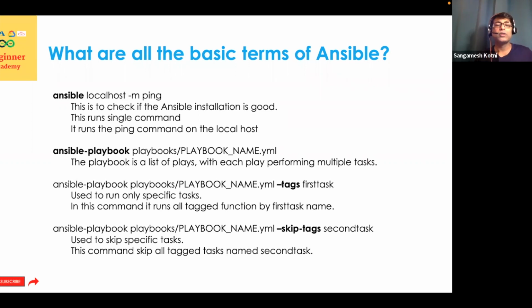So if you wanted to run a specific task, what you could do is mention tags under your task. Using ansible-playbook with --tags, you pass it as an extra argument, and it will run that particular task. If you wanted to skip any of the tasks, it's basically --skip-tags. If you use it, it will skip that particular task but run the rest of the tasks.